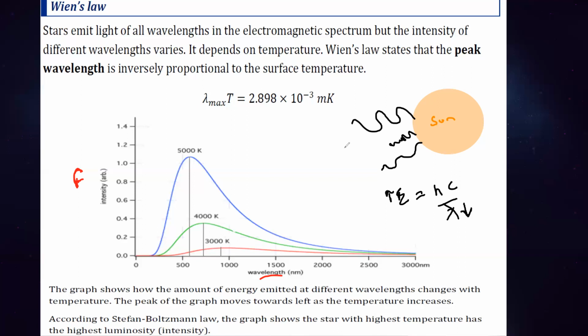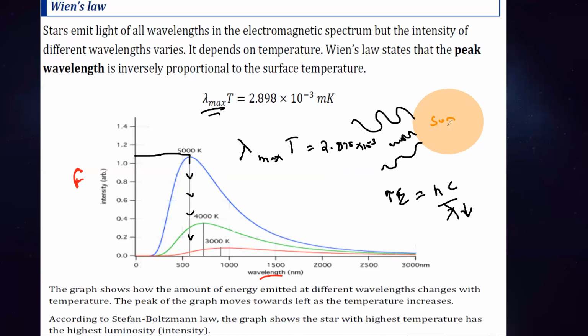And according to Wien's law, lambda max does not mean maximum wavelength. Lambda max is the wavelength at which the intensity, or flux, is maximum. That's called lambda max. So according to Wien's law, lambda max multiplied by T will always give the same result, 2.898 times 10 to the power minus 3 meter kelvin. So using Wien's law, we can work out the temperature of the star.